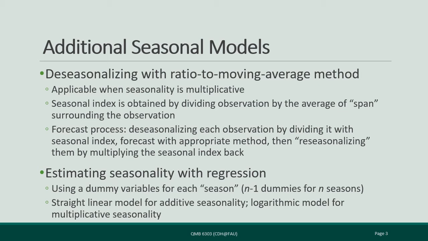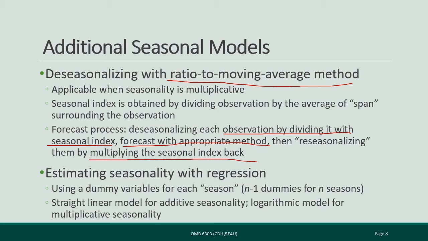So this ratio to moving average method is to help us find a seasonal index for each point. So that we can separate the seasonal index from the rest of the observation, and then once we find the seasonal index, then we can divide each observation by the seasonal index. So basically take the seasonal index, take the seasonality out, and then we can forecast the series after the deseasonalization. Then we can actually forecast with the appropriate method. We can use regression, we can use Holt, and anything like that, and then we add the seasonality back by multiplying the seasonal index back.